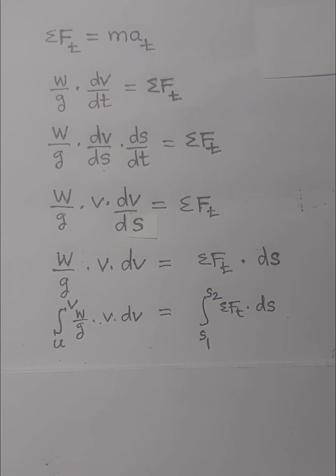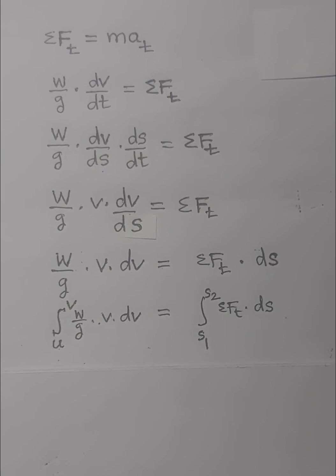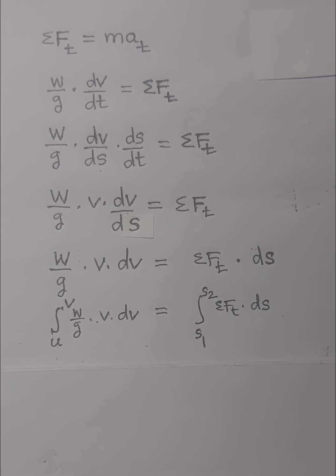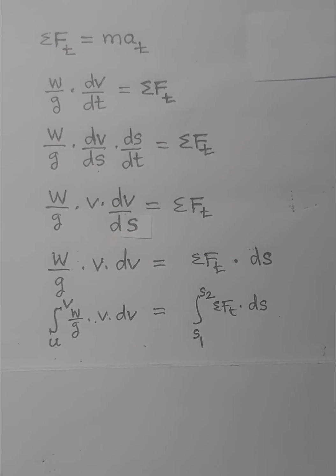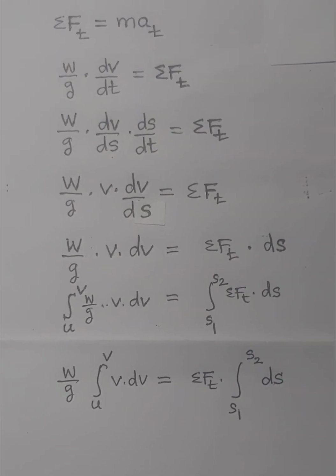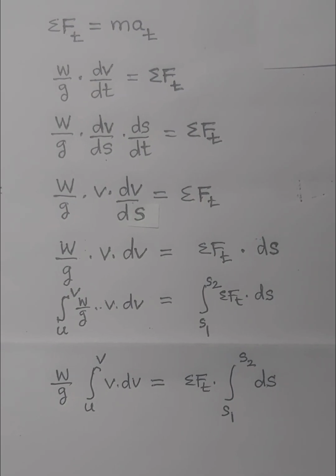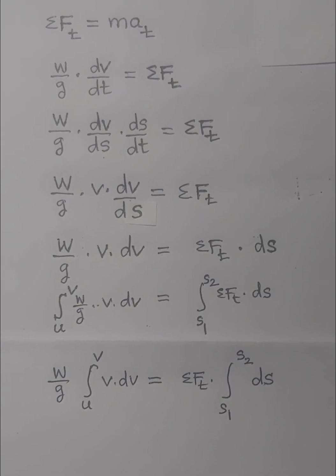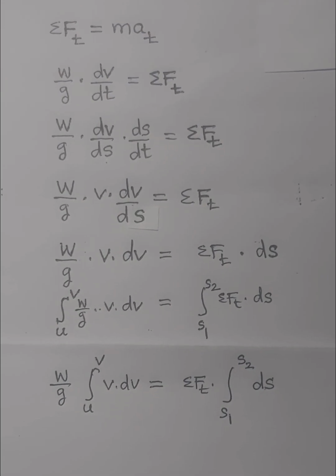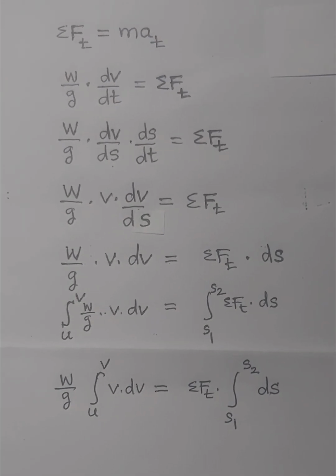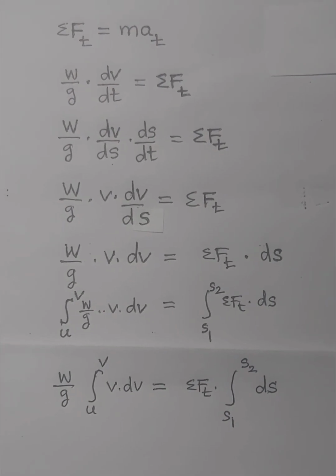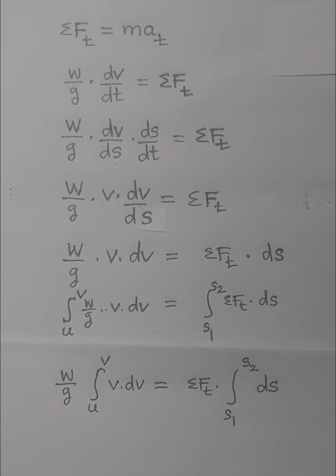In this equation, W by g is constant, so take it out of the integral. Summation Ft is also taken out of the integral. In the left part of the equation, integration takes place with respect to velocity. In the right part of the equation, integration takes place with respect to displacement. Integration of v dv gives v square by 2. Integration of ds gives s.